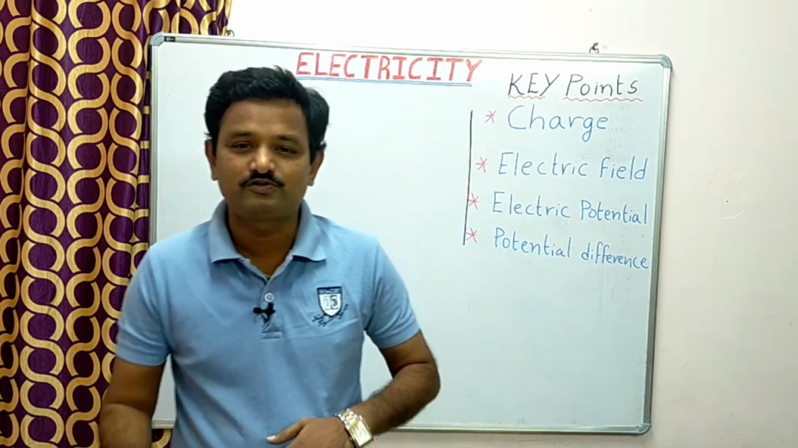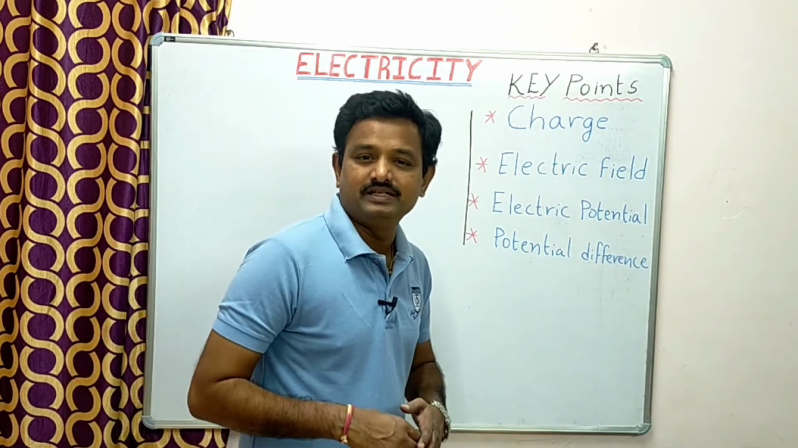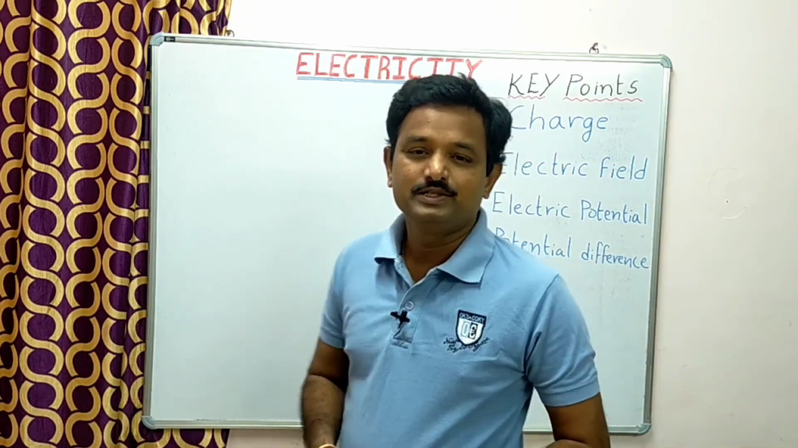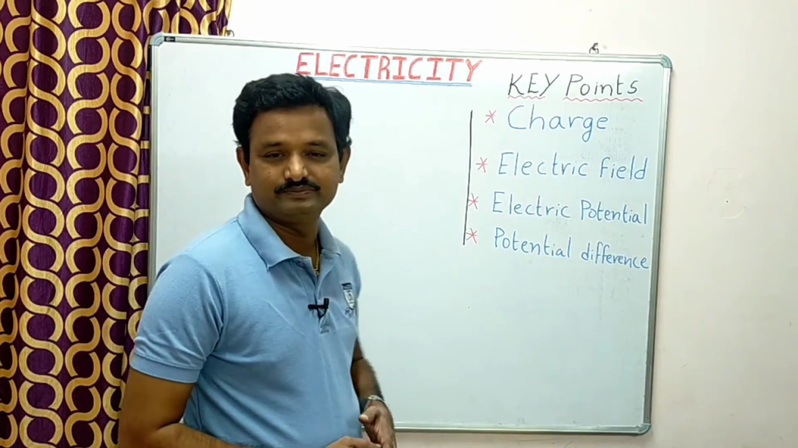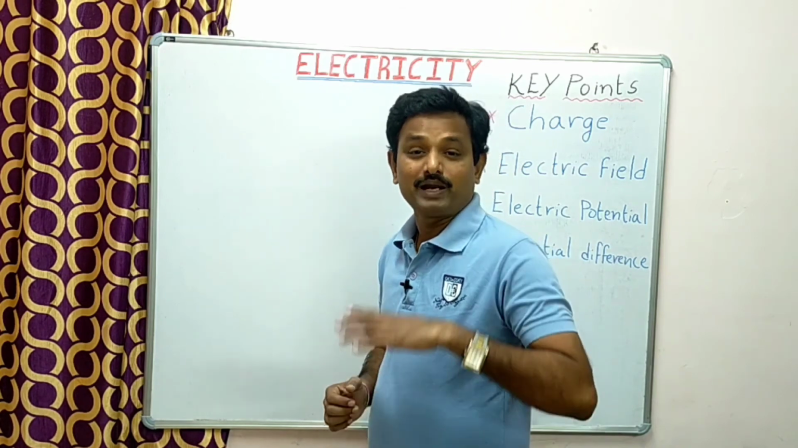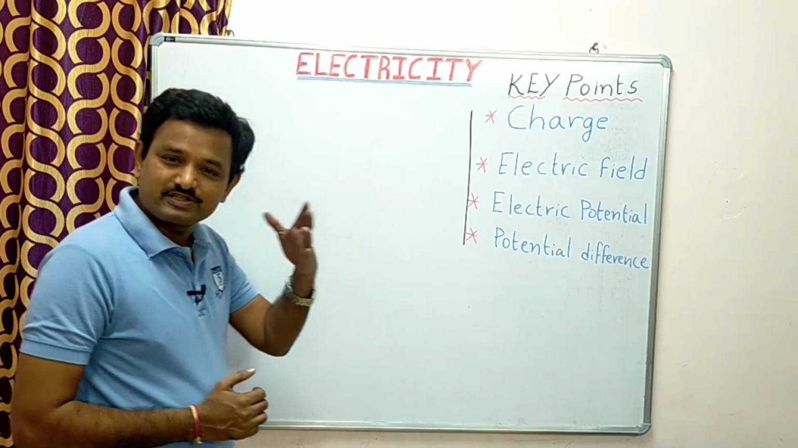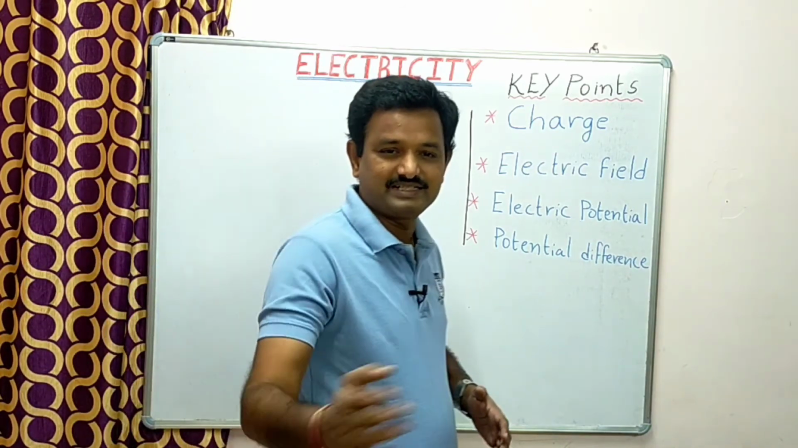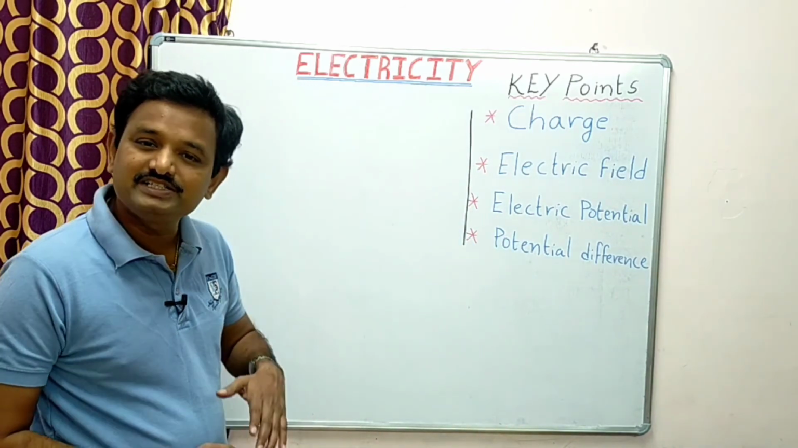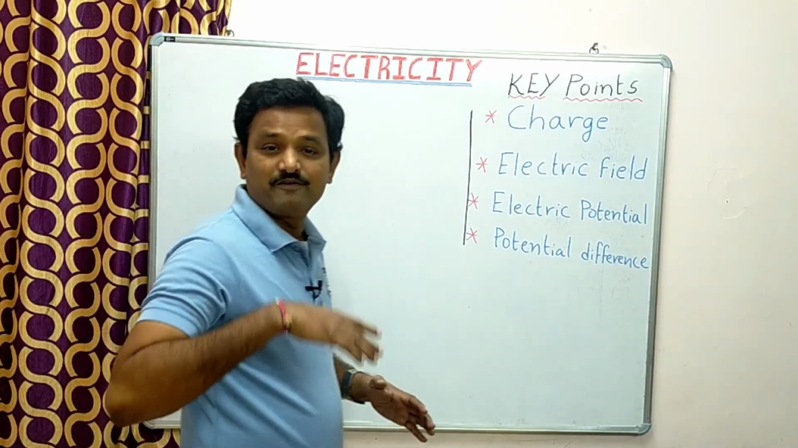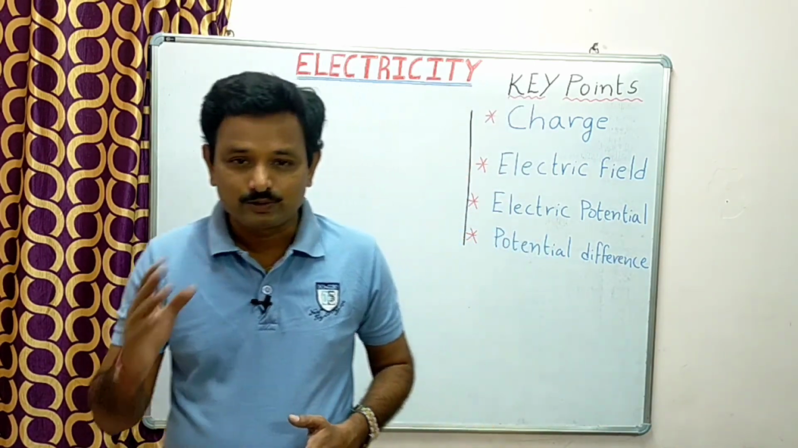What is meant by electricity? Electricity is a branch of physics which studies the various effects of charges. It has mainly two branches: one is electrostatics and the other is current electricity. Electrostatics is a branch of electricity which studies the various effects of charges when they are at rest. And current electricity is a branch of electricity which studies the various effects of charges when they are in motion. Now we will discuss electrostatics.